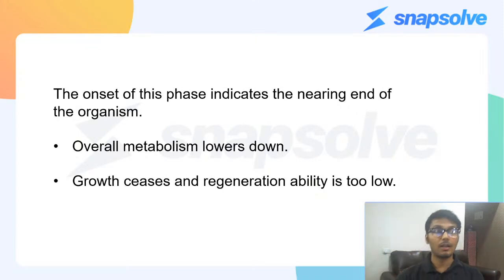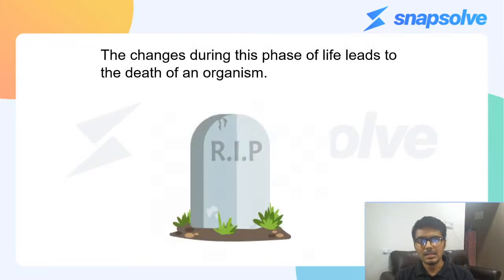As I told you, a body needs a reason to perish. So the reason starts with lowering of metabolism. The metabolism of the organism lowers down. The healing and regenerative powers are negligible or very low. Growth ceases, there is no further growth. Clear? So this indicates the onset of the senescent phase, and the changes during this phase gradually and eventually lead to the death of an organism. May his soul rest in peace. Wherever they are, they are in a better place than us.